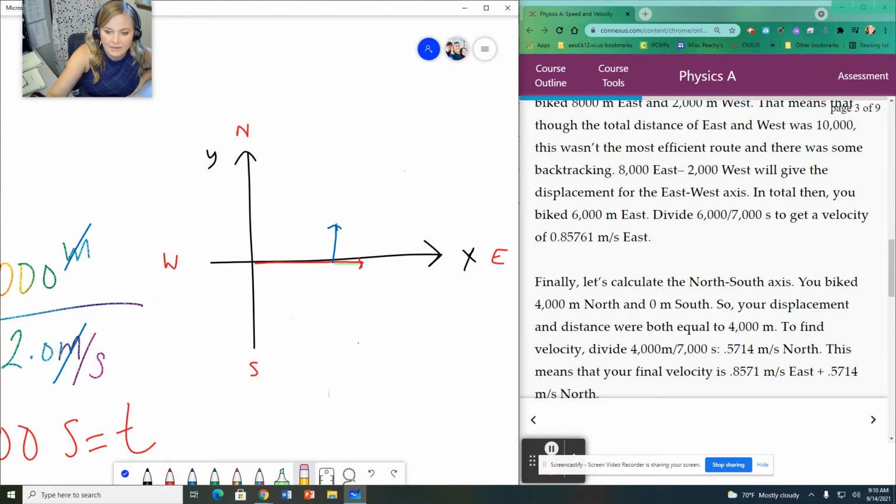So I'm just going to erase this chunk here because we don't need that anymore. Okay. So we know this to be 6,000. And this is 2,000. Yikes. Zoinks, as we say, right? And what we can do then is we have a resultant vector, which is here, right? That's going to be our velocity. This is our velocity vector.